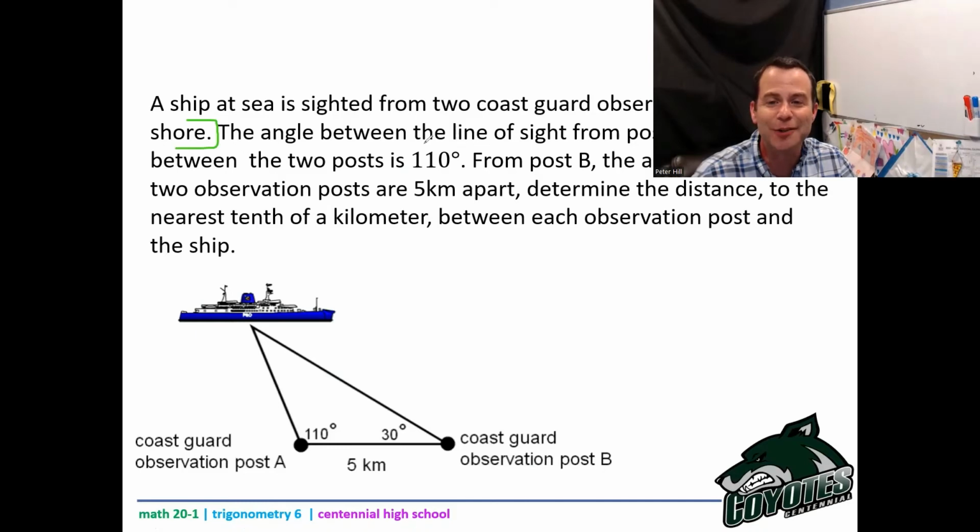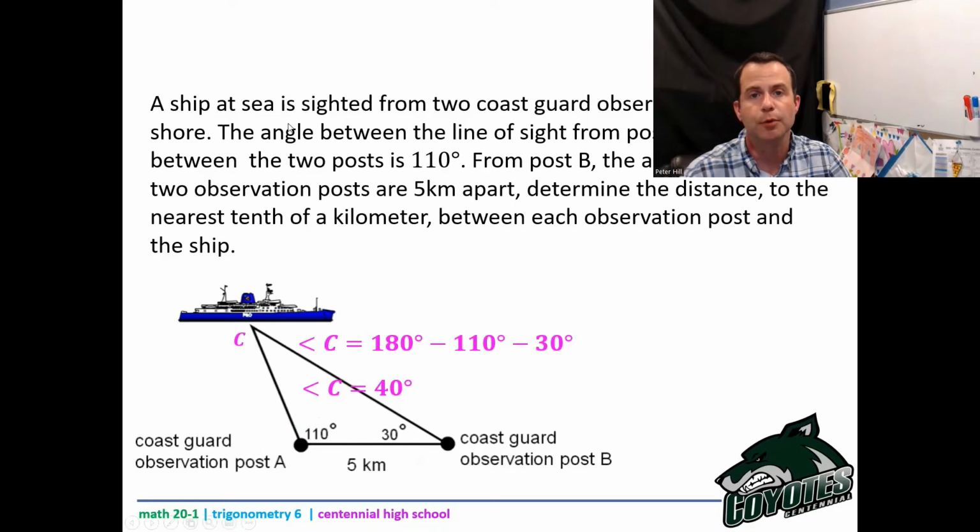The angle between the line of sight from post A and the line between the 2 posts is 110 degrees, so we've got that right there. The angle from post B and the line of sight is 30 degrees, and the 2 posts are 5 kilometers apart. That also gives us enough information to get this angle, because we can go 180 minus 110 minus 30. I'm going to call it C for now. So angle C is 40 degrees, and now I have a pair.